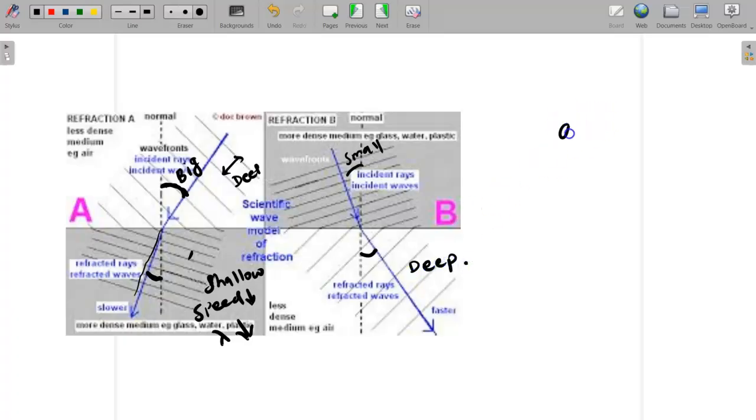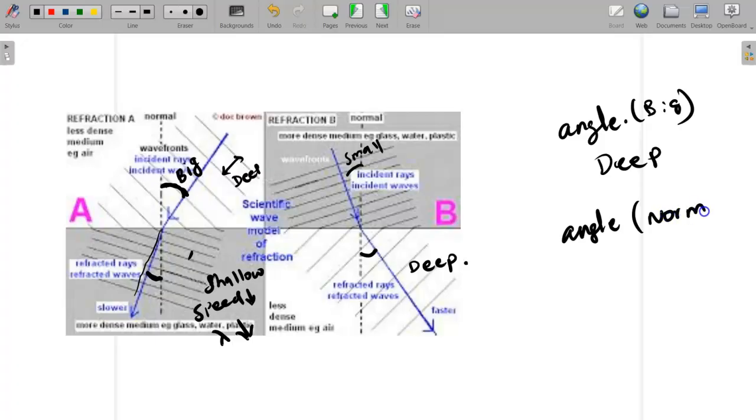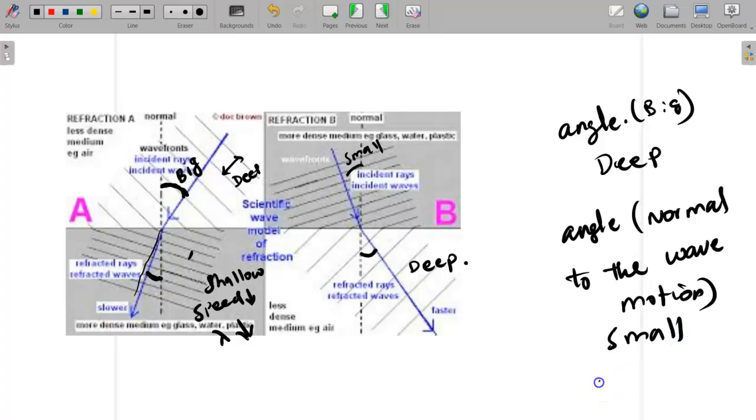So you can check the angle in the exam. If the angle is big, a bigger angle, it must be deep region. If the angle between the normal, okay, always check from the normal to the direction of wave motion, if it is small, it must be shallow region.